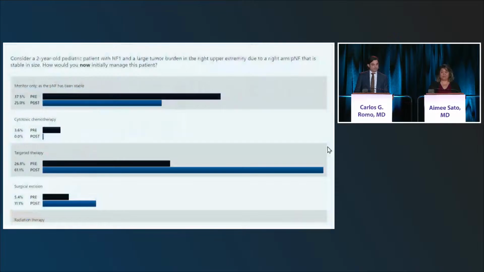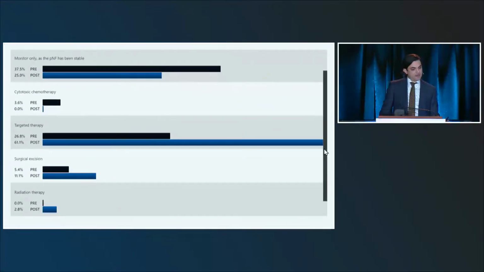Okay, I hope there wasn't too many sixes. So I think 26% said targeted therapy, and the other popular option was monitor.